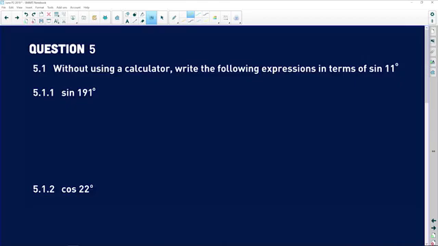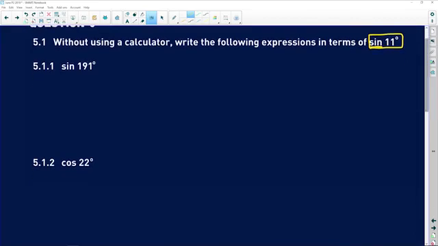Write the following expressions in terms of sine of 11. Okay, so guys, what that means is as long as you have a sine and 11 degrees in your answer, that's what they're looking for. So if I get an answer of like sine squared of 11 degrees, for example, that's fine because you still have the sine ratio and you still have the 11 degrees. The squared is inconsequential.